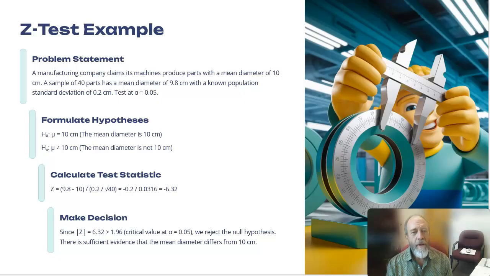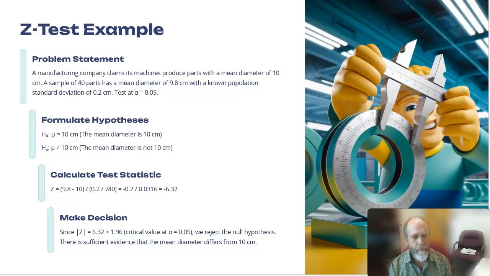Is it 10? Is the claim correct? I am skeptical. Be skeptical. I have 40 parts that I've measured at 9.8 and a standard deviation of 0.2, and I'm going to test this with an alpha of 0.05, so a 95% confidence interval. My null hypothesis mean is 10. I can easily calculate the test statistic. I've got all the numbers. It comes out to 6.32.